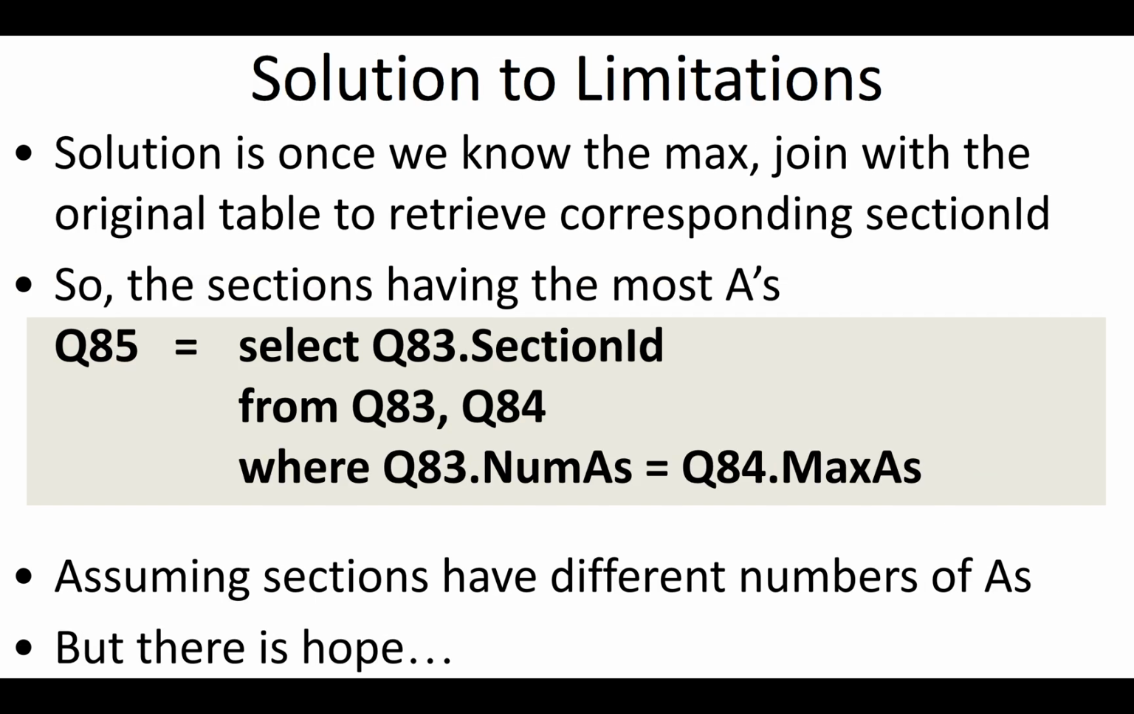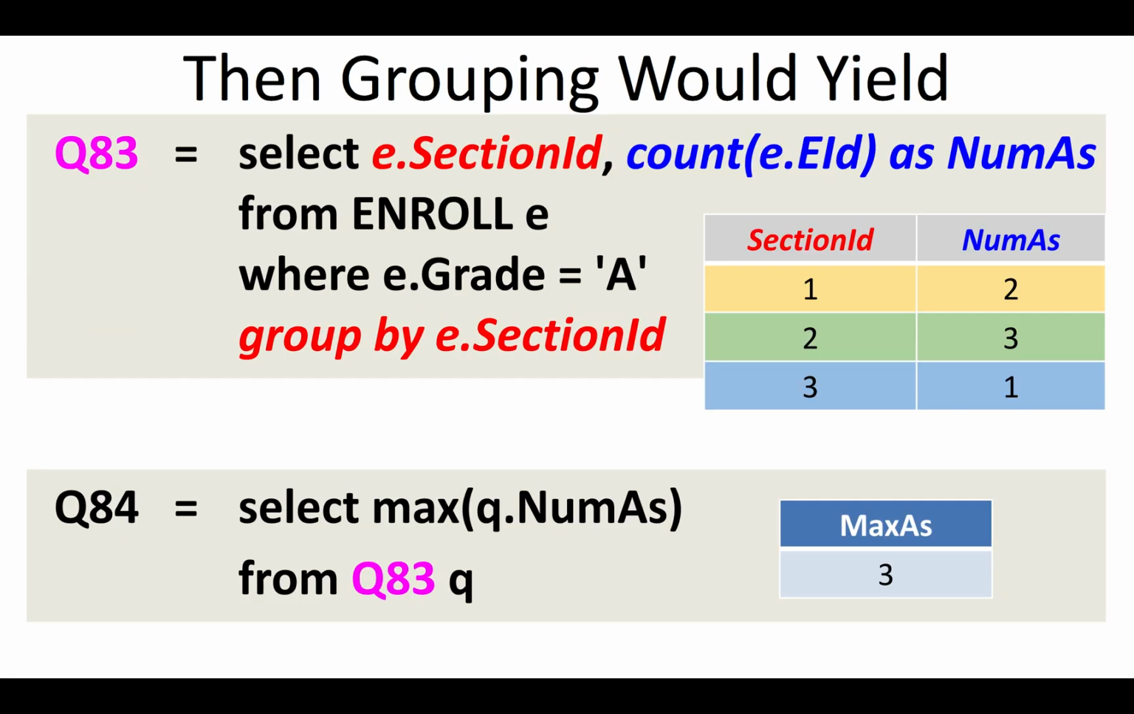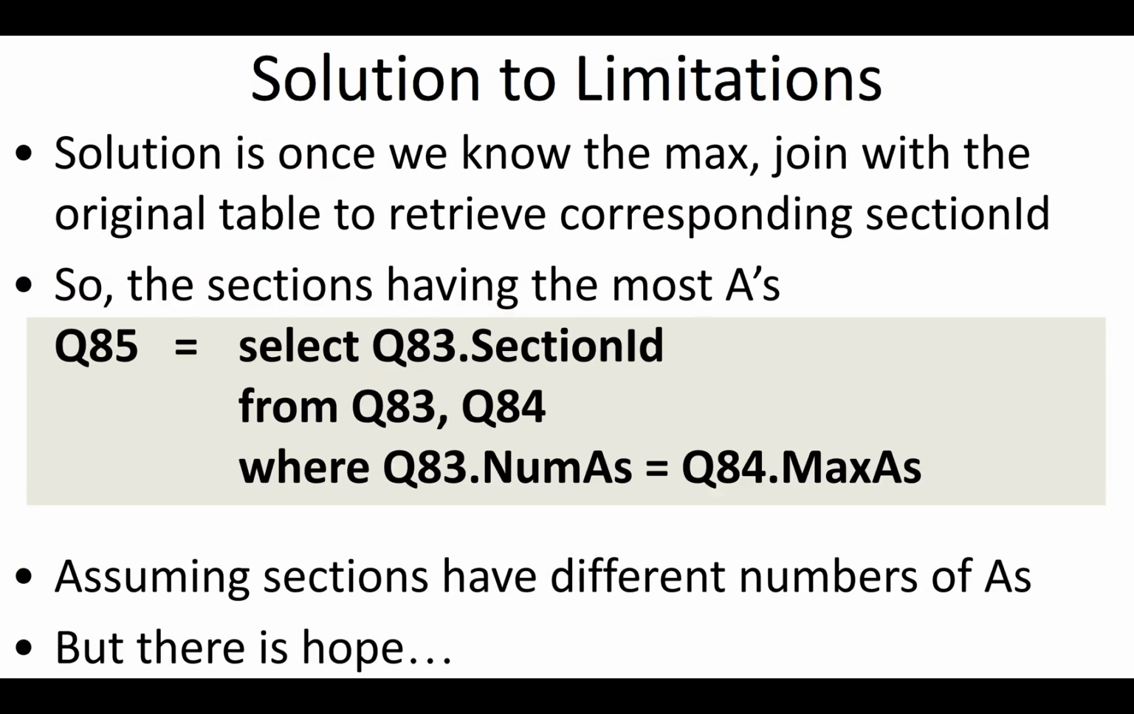Obviously, there's a workaround. It's kind of like a hack, where you can join the results from Q84 with Q83 and say, well, now return me the section ID whose num A's is equal to the max A. We could do that, right? But in that case, if you have more than one section with the same number of A's, then it would tell you all the sections that have that maximum, which is fine. So you can join this, where number of A's is equal to the max A's, and then it tells you which section you're talking about.